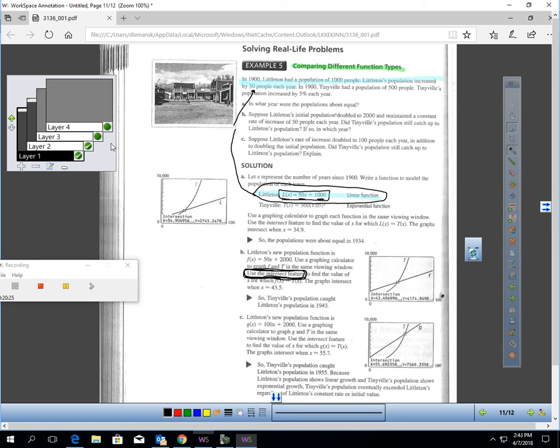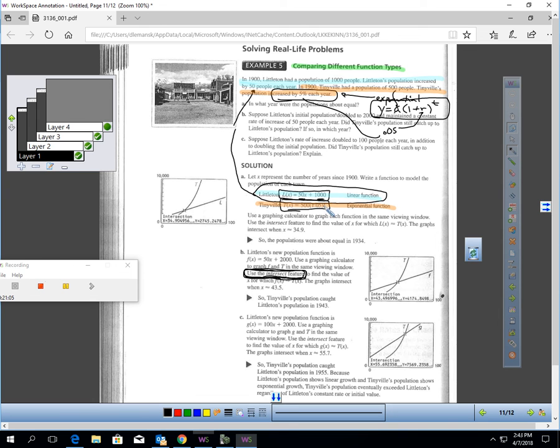Now, Tinyville had a population of 500 people, and their population increased by 5% a year. If you're growing 5% a year, that's exponential. So remember, we had a growth formula for exponential. This is back from Chapter 6 for sure. There was a growth formula. So the initial amount was 500. 5% would be 0.05. We'd plug that in here. So 500 times 1.05 raised to the x power would be the equation for Tinyville.